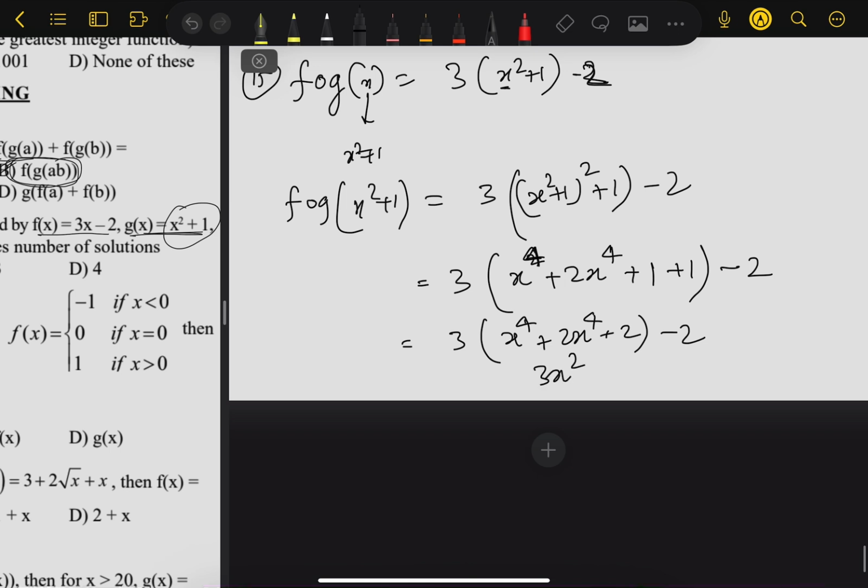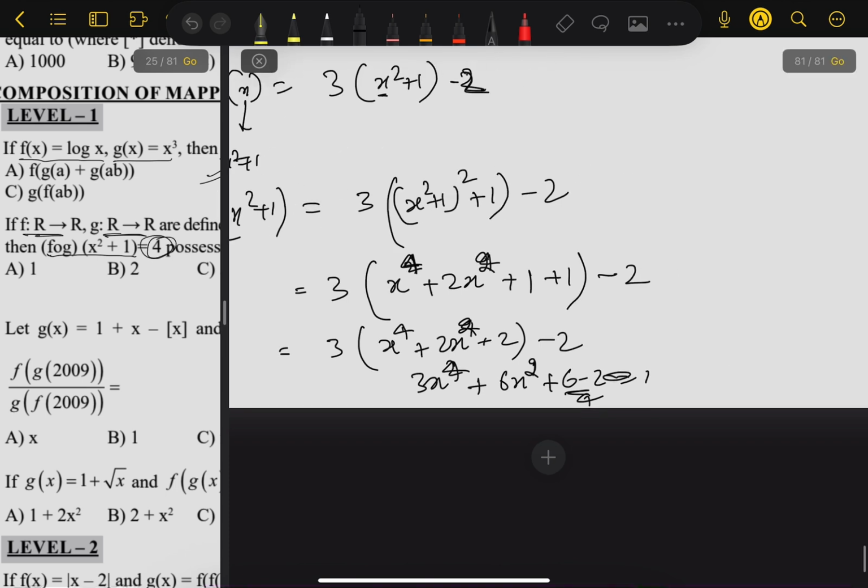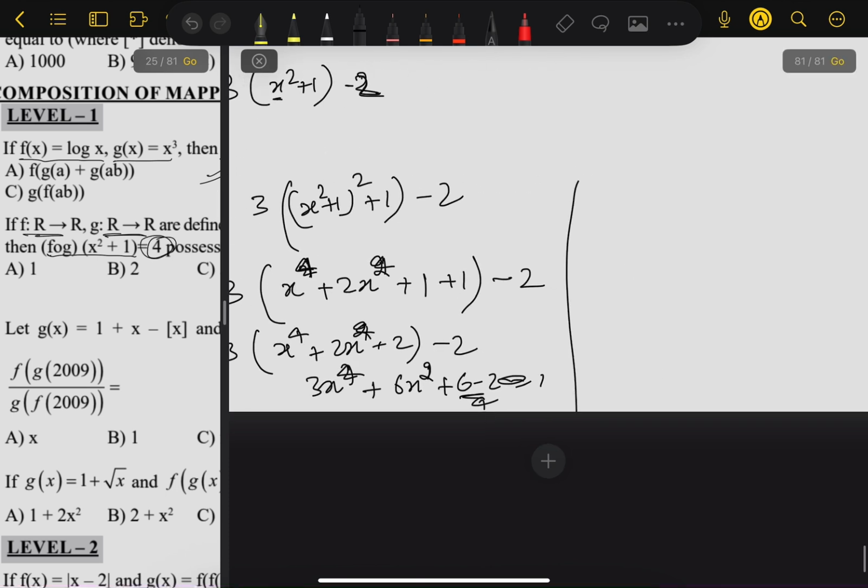So 3x raised to 4 plus 3 times 2 is 6x square. Here it's x square, not x raised to 4 square. This will become plus 6 minus 2, that is equals to 4, right? So in the question it is given this expression is equals to 4. So we are getting this final expression. The final expression we need to put equals to 4, plus 4 equals to 4. So this 4 will get cancelled out.